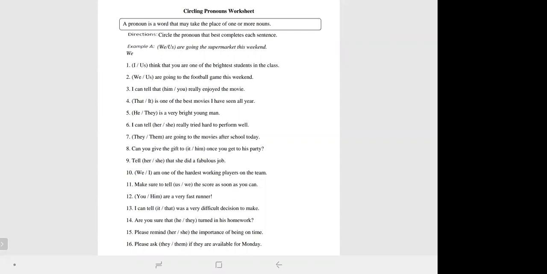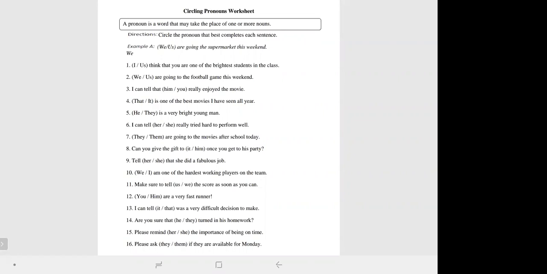I. Yes, we don't say we am. So you say I am one of the hardest working players on the team. Number 11? Us. Yeah, make sure to tell us, the object pronoun of we. So make sure to tell us the score as soon as you can. Number 12? You. Yeah, you are a very fast runner.